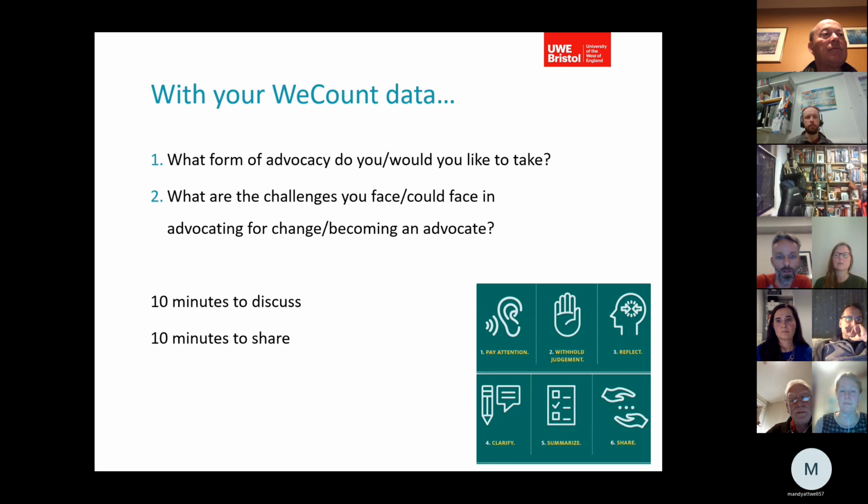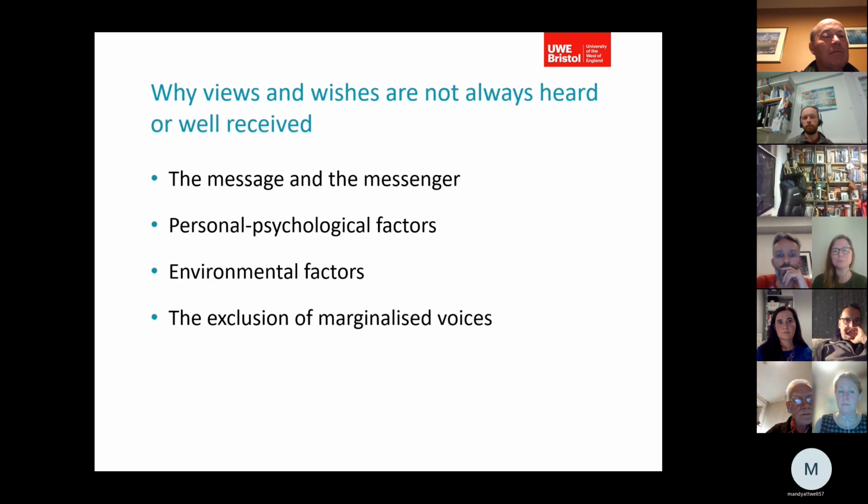So the next section is going to be telling us a bit more about some of the ways that we can overcome some barriers, some of which you may have discussed. But bear in mind this is for people who may not have engaged in advocacy before. It sounds like there's a lot of knowledge in the room already, but maybe there are things you might take away from the upcoming slides. So I'm going to tell you a little bit about why views and wishes are not always heard or well received. This is based on 4 different factors: the message and the messenger, personal psychological factors, environmental factors, and the exclusion of marginalised voices. I'll go through those in turn now.